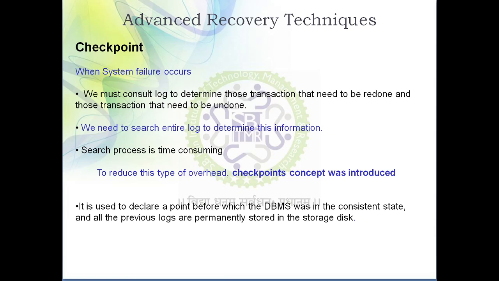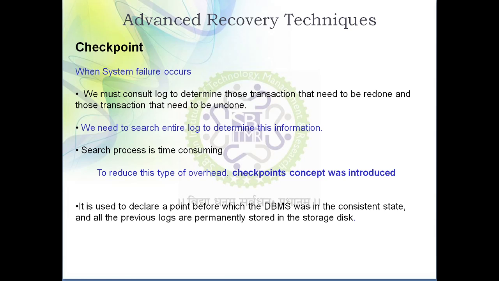When a system failure occurs, we need to consult the log and determine those transactions that need to be undone and those that we have to redo, because when there is a failure in the system, we require two things. First, we need to redo some transactions, and we want to undo a few transactions. So we need to search the log, but in that log we don't know up to what limit we need to search. We require some point up to which we need to search the log in a forward direction as well as in a backward direction. That is a problem in log based recovery.